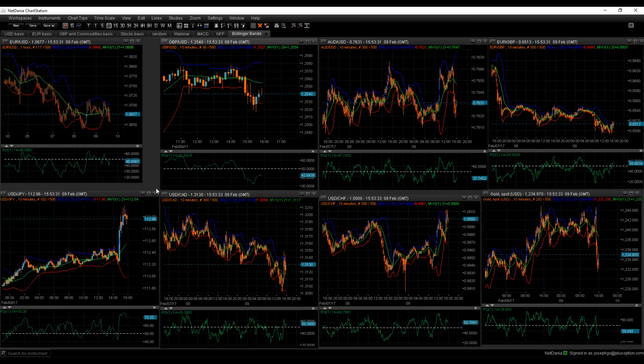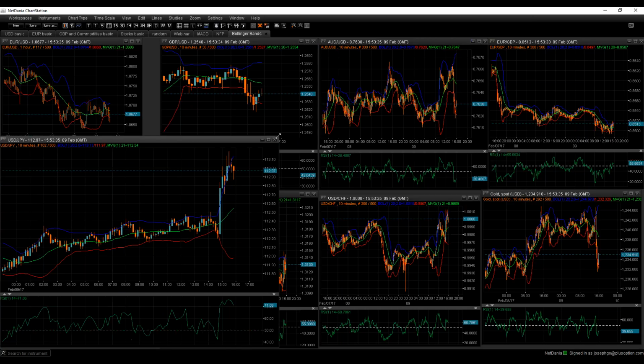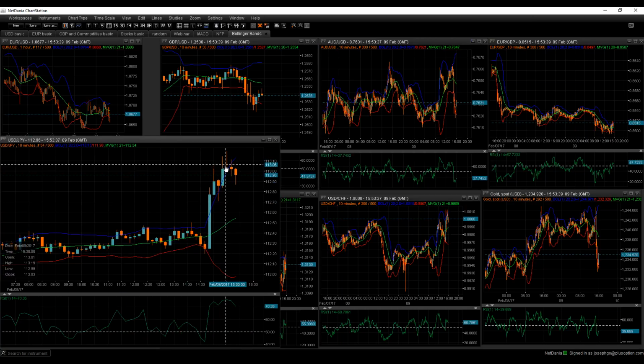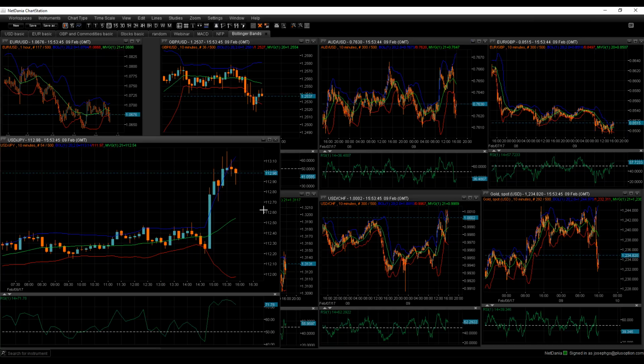Okay, well, here we have some extreme action in the USD JPY. We saw that the price did break through the upper band here, and now is beginning to come down. Now, we can also combine indications. So right now, the Bollinger Band is telling us to take a put. And we're waiting right here, and we're going to see the RSI also cross below 70.